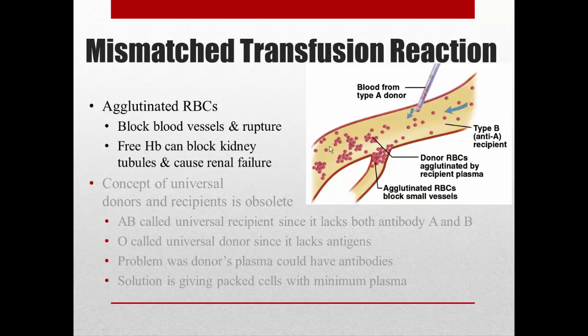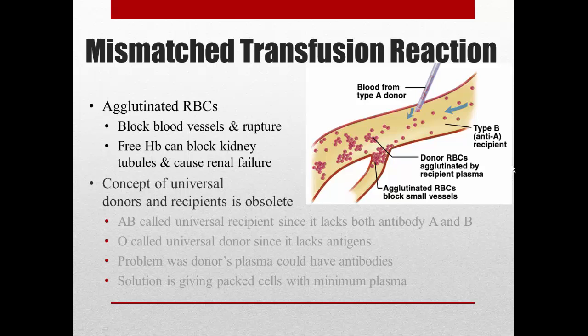You've got here a person with type B blood, which means they have A antibodies. Let's say this person got an injection of A blood or donated A blood. Now that A blood has A antigens on it, and so the B blood's A antibodies will attack that donated blood and cause the agglutination. And you can see here it's blocking a small vessel, and that's where we get into problems.